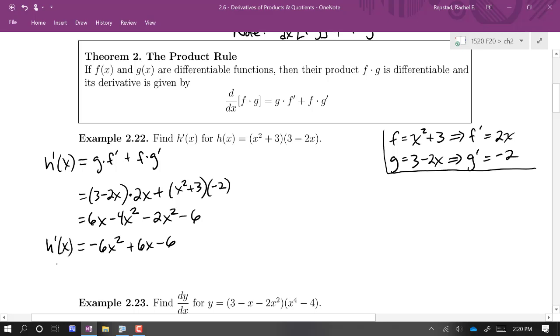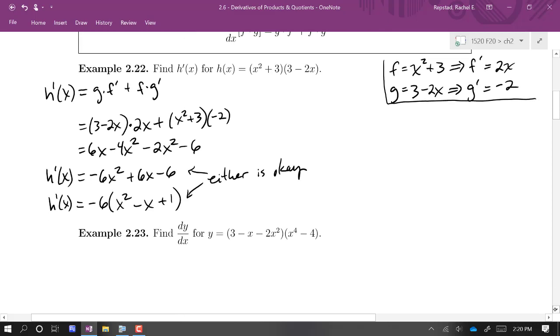You could write it like that, or if you want, it's pretty clear we could take out a factor of 6. I'll take out a factor of negative 6. Either is fine. X squared minus x plus 1. All right, so there's our derivative.